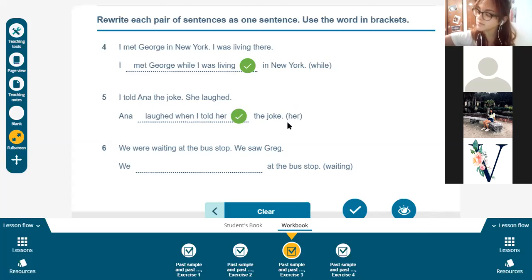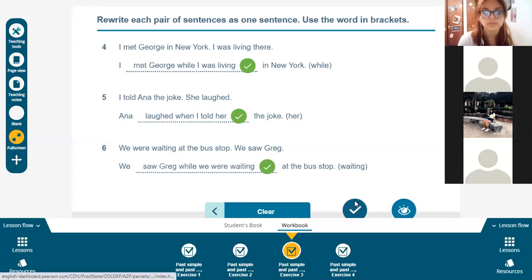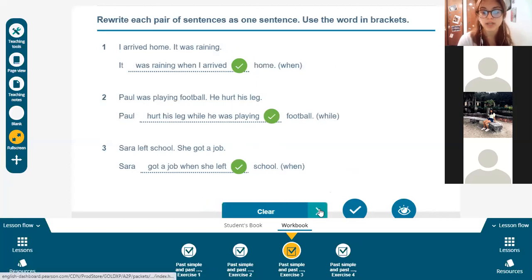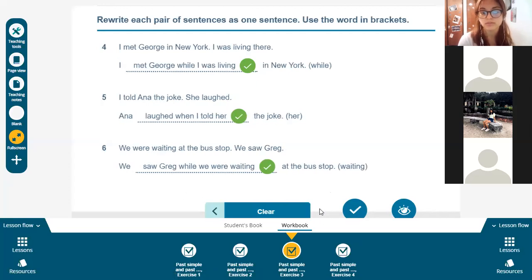Fran Martinez, the last one. We were waiting at the bus stop. We saw Greg. We saw Greg while we were waiting at the bus stop. Very good. We saw Greg while or when we were waiting at the bus stop. Very good. Do you need a minute to write it down? Or can we move on to the next one?